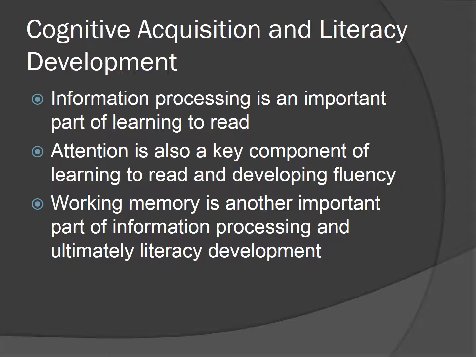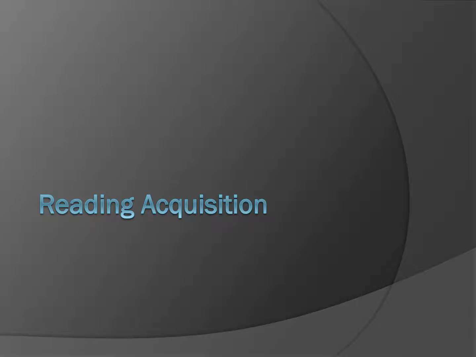Information processing is an important part of learning to read. Attention is key in learning to read and developing fluency. Another cognitive acquisition piece is working memory. That's important for information processing and ultimately literacy development. But beyond that, just being able to tell time and having a sense of day, routines, and rules helps children understand what's going on inside of the text that they're reading.